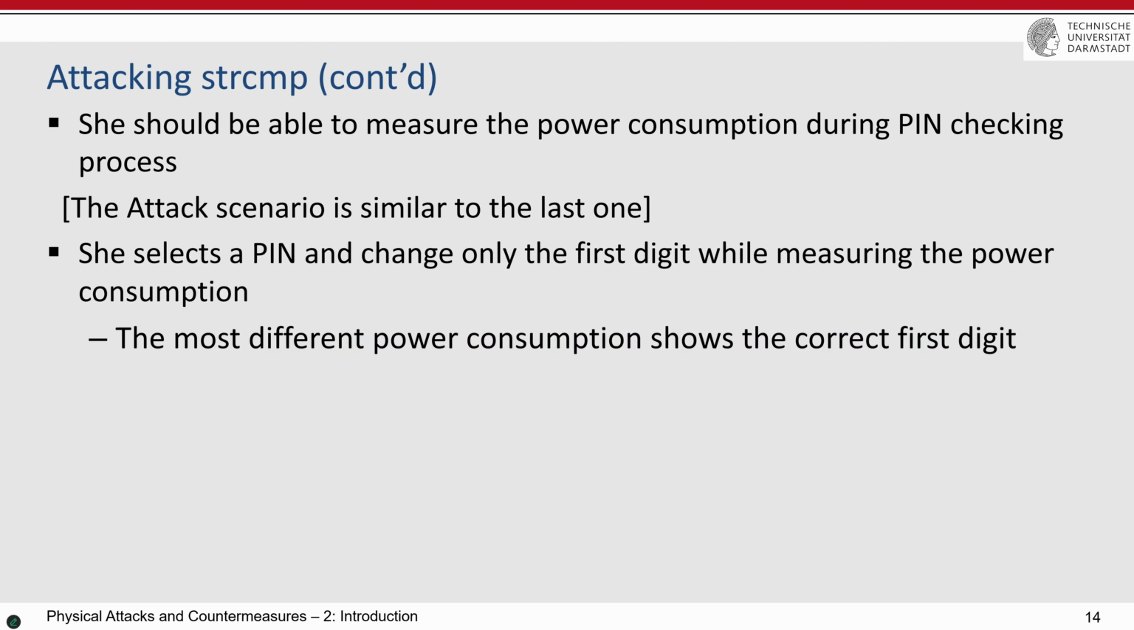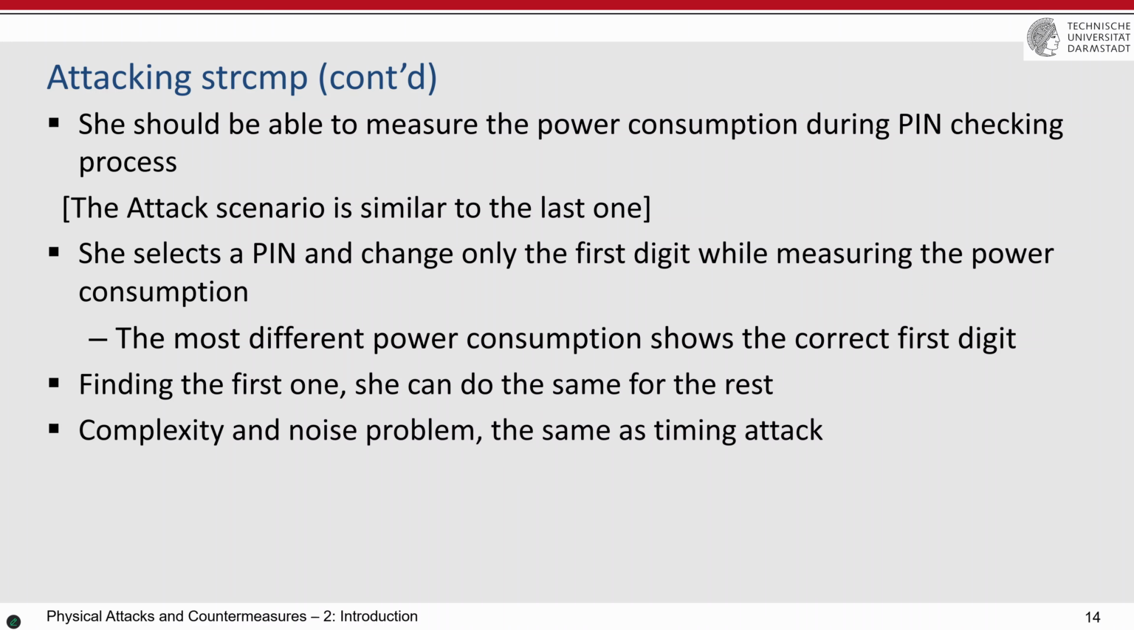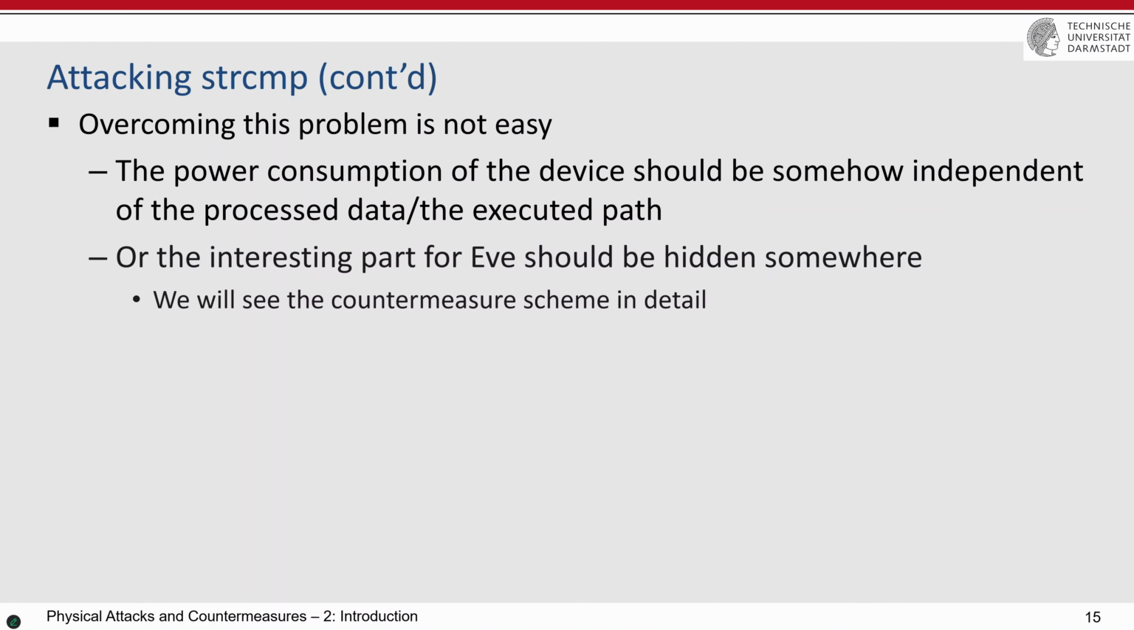This is again what I have already explained: the power consumption traces or curves will be different, and then you are able to identify one of them as the correct first digit, and you continue this. It is exactly the same situation, the noise problem and the timing information that I explained for the timing attacks. Overcoming this is not easy, as I explained, and the power consumption of the device should be somehow independent of the processed data, which is actually not happening in practice.